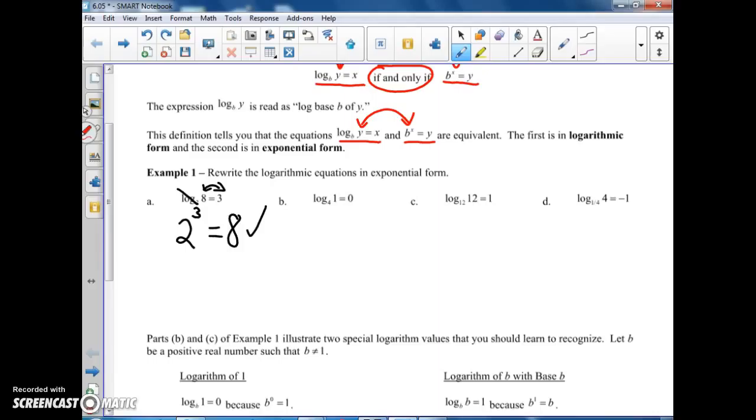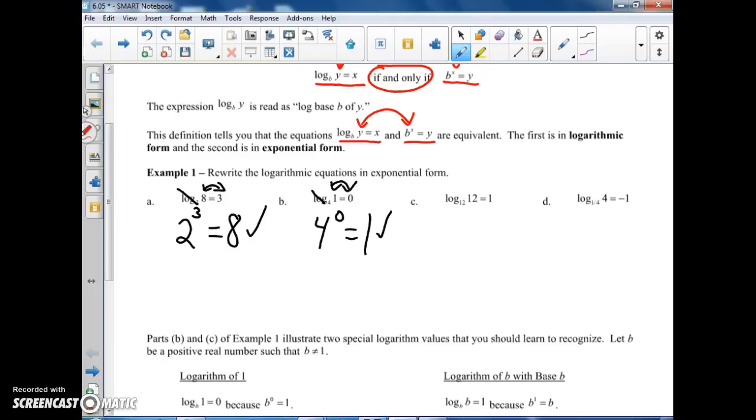So here goes the next one. Same situation. Drop the log. Make the switch. So you're going to write 4 to the power of 0 equals 1. Now is that true? Does 4 to the 0 power equal 1? Of course, anything to the 0 power is 1. You learned that. That's exactly true.